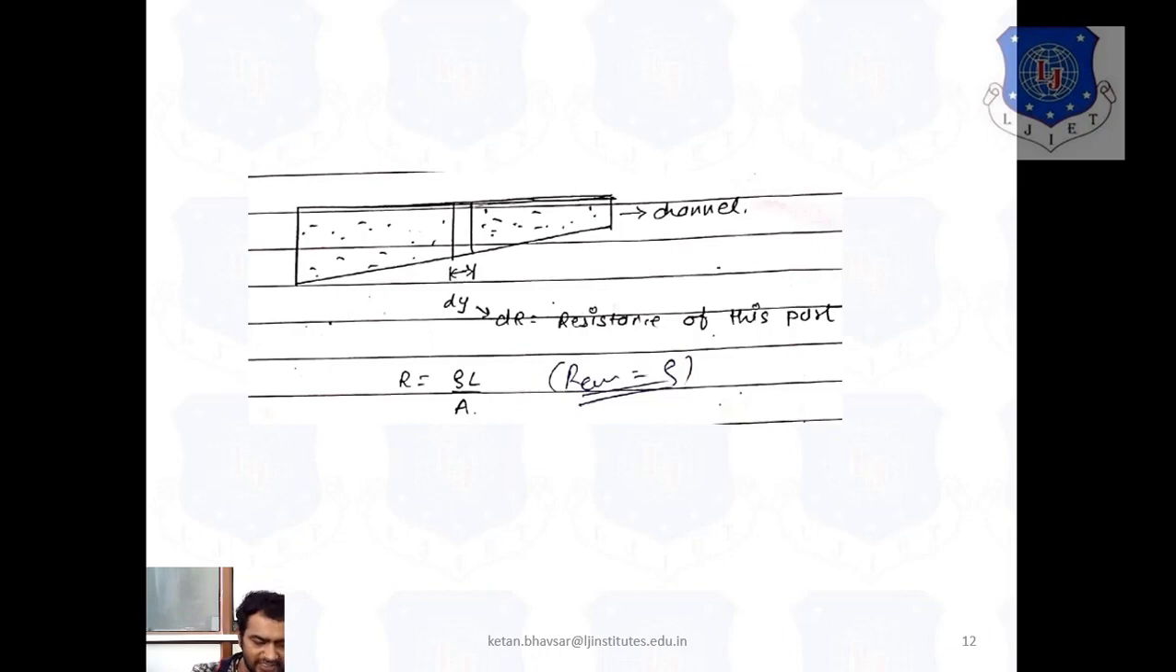Now how can we calculate the current and voltage characteristic? We take a small portion of the channel, from y equal to 0 to y equal to L. So here y is equal to 0 and y is equal to L, and we take a small portion of the channel, dy, and dR is the resistance of this particular portion. So R is equal to rho L by A, where L is the length of the channel and A is the area.